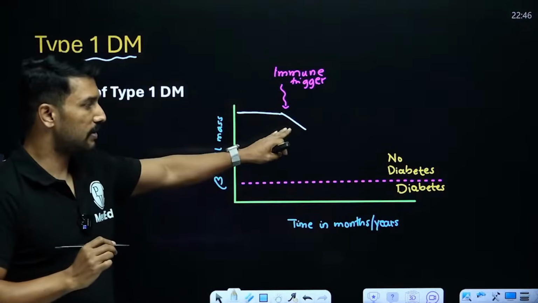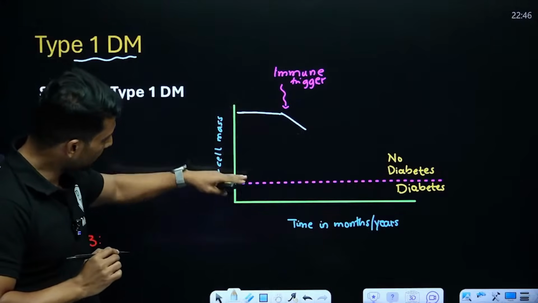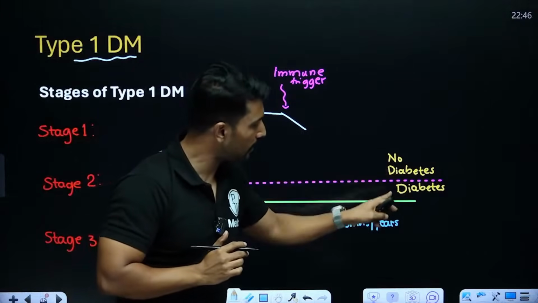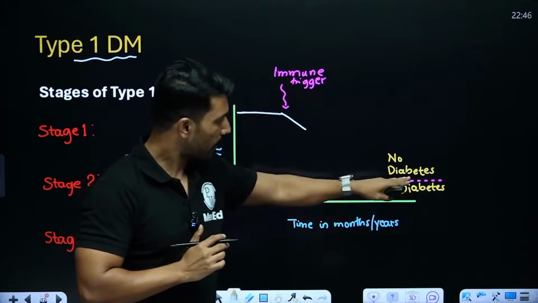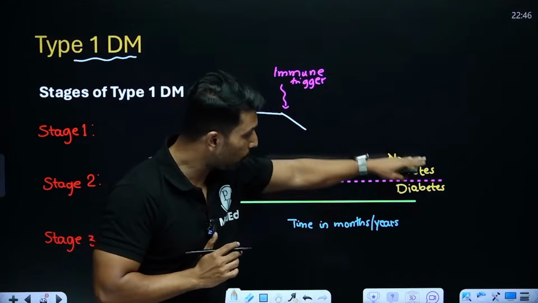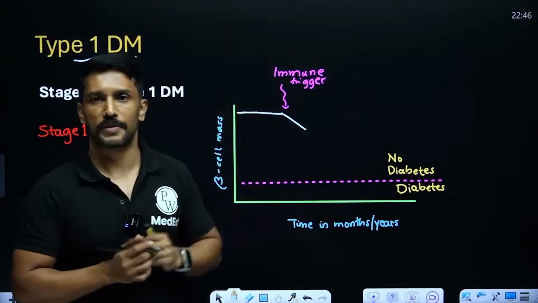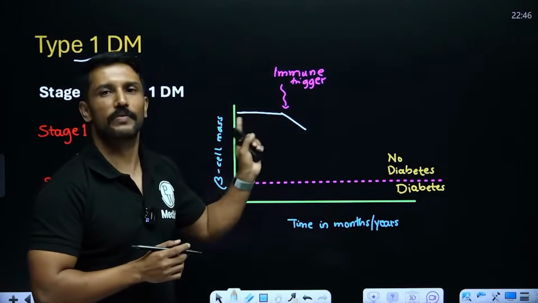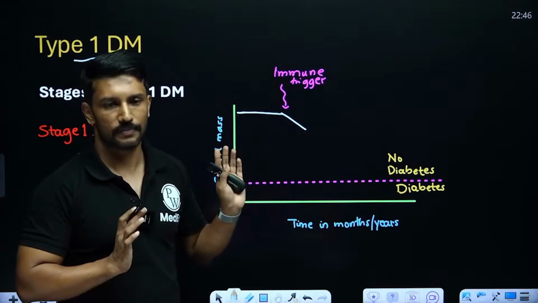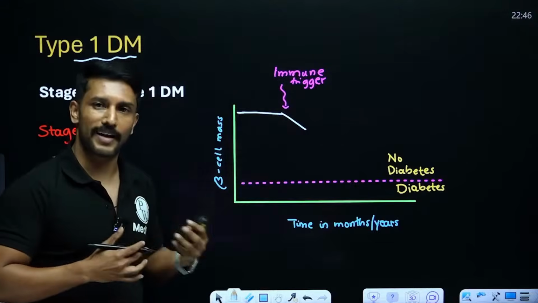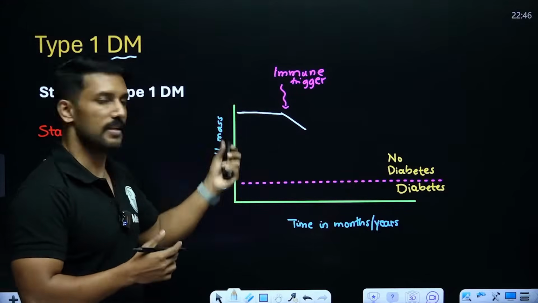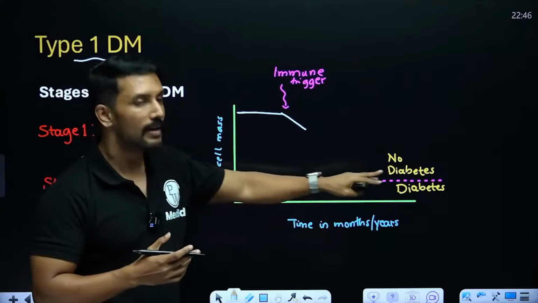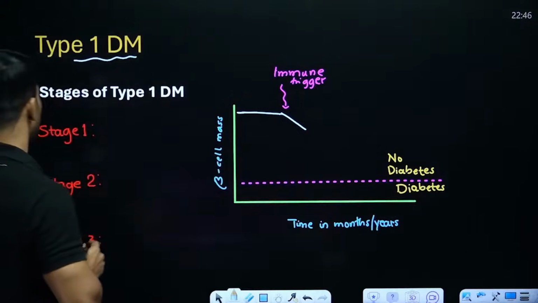But will I manifest with diabetes? No. Only when beta cell mass comes below a critical level, I will present with diabetes. As long as this beta cell mass is above this critical level, I will not manifest with diabetes. So at this point of time, will I have antibodies? Yes, because immune system has triggered and the antibody production has started. Beta cell destruction has started, but I still don't have diabetes. That will be called as stage 1.